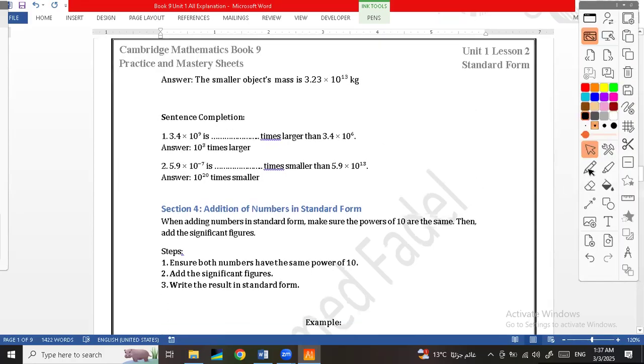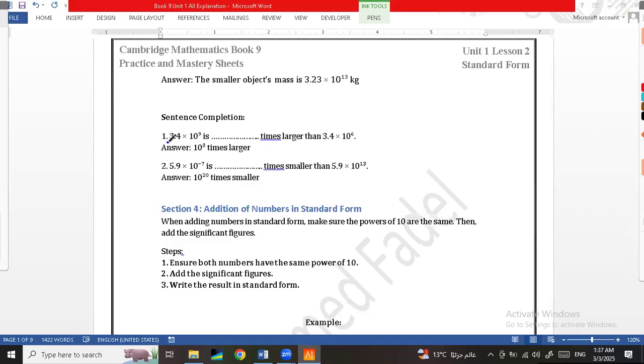Next section here, if they say to you 3.4 times 10 to the power of 9 is how many times larger than 3.4 times 10 to the power of 6? Don't say it is 3 times larger. It's 3.4, 3.4, 10 to the power of 9, 10 to the power of 6. Oh, it is 3 times larger. Wrong. It is actually 10 to the power of 3 times larger, correct? Or you can write 1,000 times larger, which is 10 to the power of 3. They are the same. So you can write 10 to the power of 3 times larger.